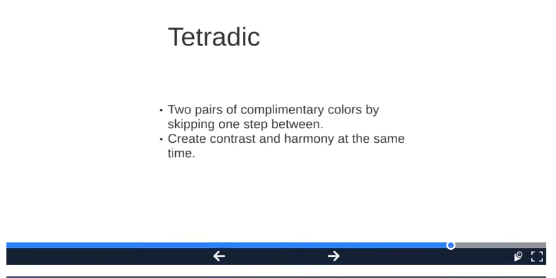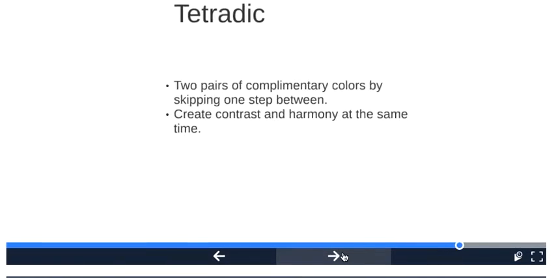Here's the overview for tetradic. So two pairs of complementary colors by skipping one step between. It creates contrast and harmony at the same time.